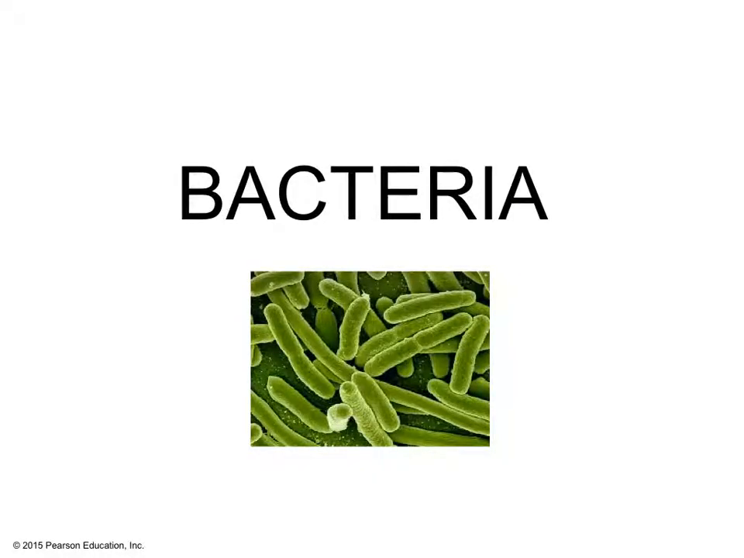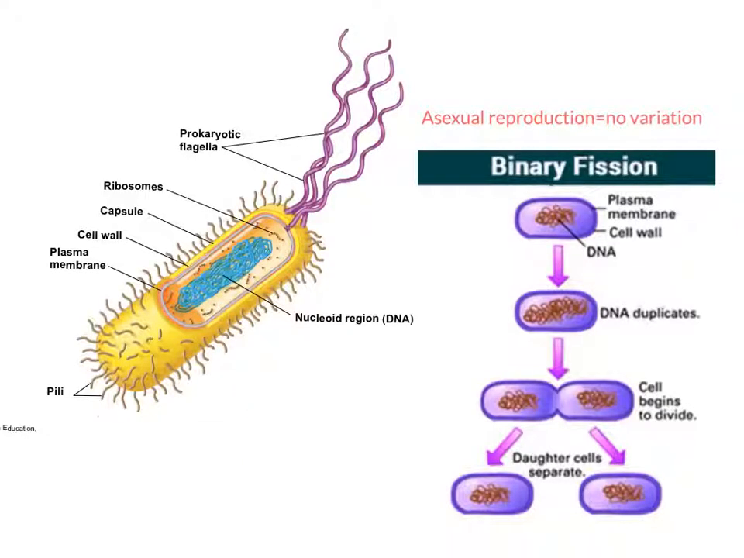Bacteria are single-celled organisms, and as you know, they are prokaryotic cells, meaning they have no nucleus and no organelles. Bacteria have a cell wall, a cell membrane, ribosomes for protein synthesis, and they have a circular piece of DNA. We call it the chromosome, and when it's coiled up, it's called the nucleoid region.